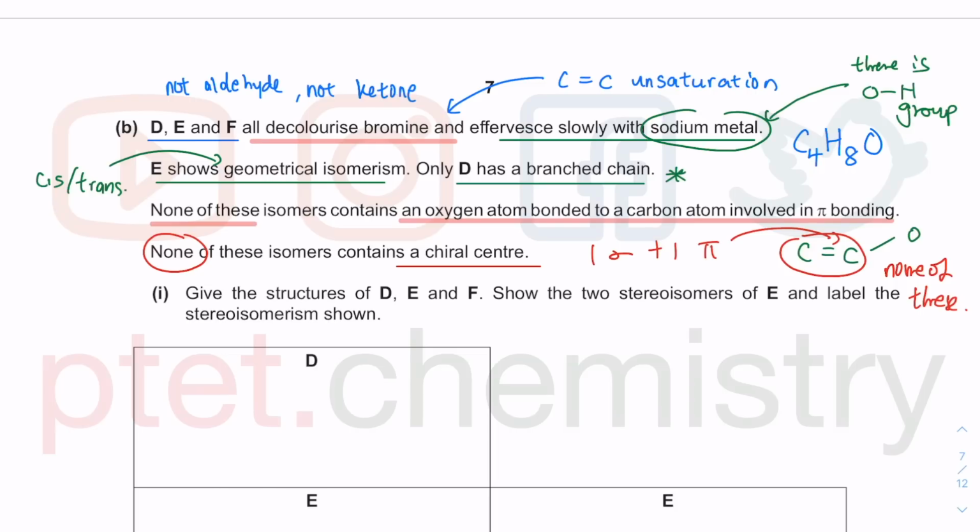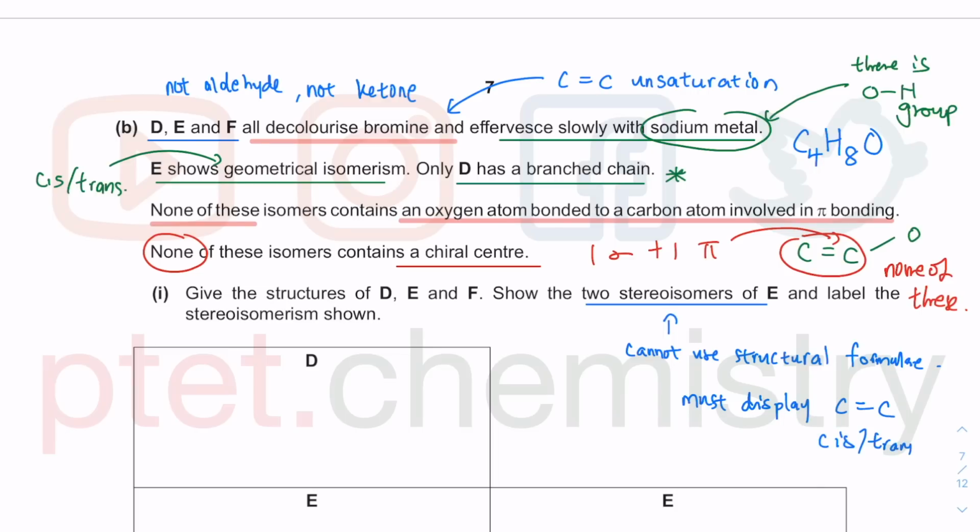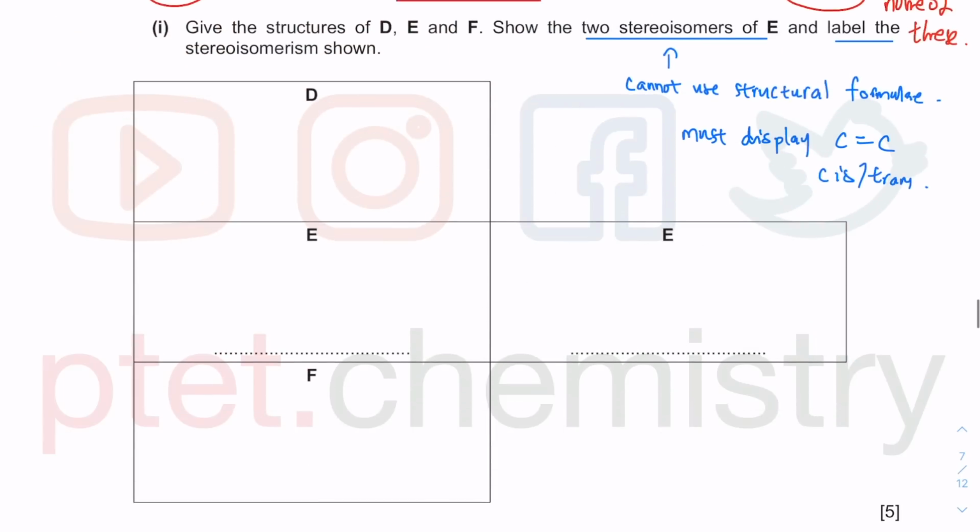Give the structures of D, E, and F, and you've got to show the 2 stereoisomers. If you want to show the stereoisomers, you cannot use structural formula, because stereoisomers have the same molecular formula and the same structural formula. So you cannot use structural formula to show the difference between cis and trans. It doesn't work. You must display it at the carbon-carbon double bond to show the cis and the trans, and then of course label the stereoisomerism. What do we need? So we have 5 marks here.